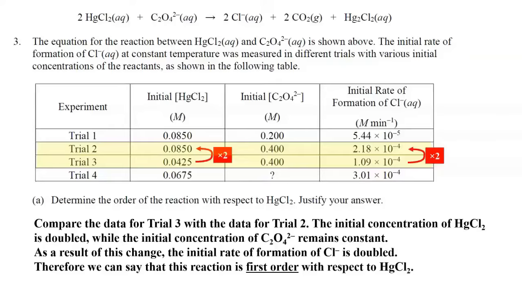So here's what I said. Compare the data for trial 3 with the data for trial 2. The initial concentration of HgCl2 is doubled, while the initial concentration of C2O42- remains constant. As a result of this change, the initial rate of formation for chloride is doubled. Therefore, we can say that this reaction is first order with respect to HgCl2.